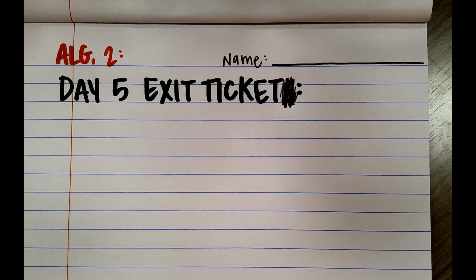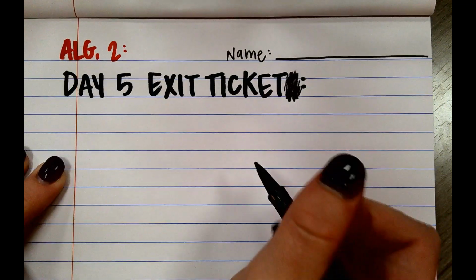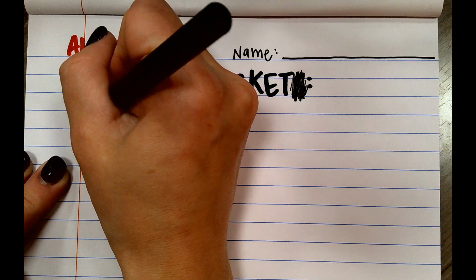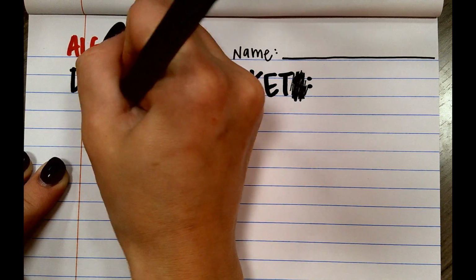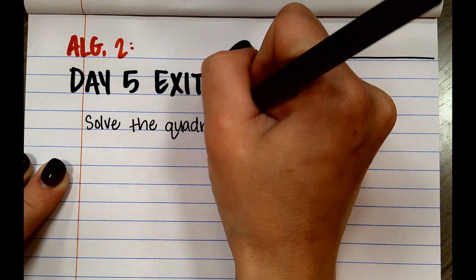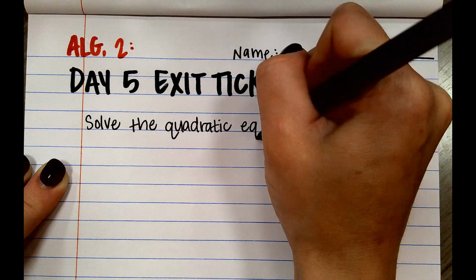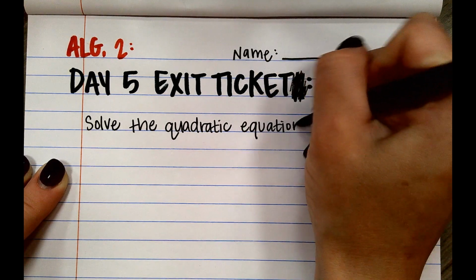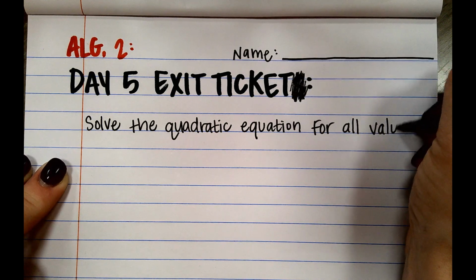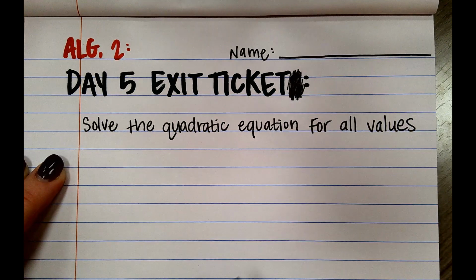Use some white out. I probably will in a minute here. This one's almost dry though. Okay, so for your exit ticket, I want you to solve the quadratic equation for all values of x. And the reason I say all values of x is because there will be 2, just like we've been doing.